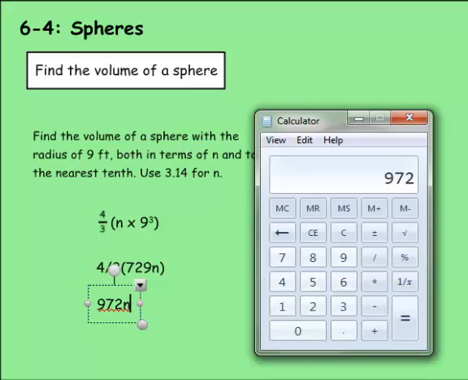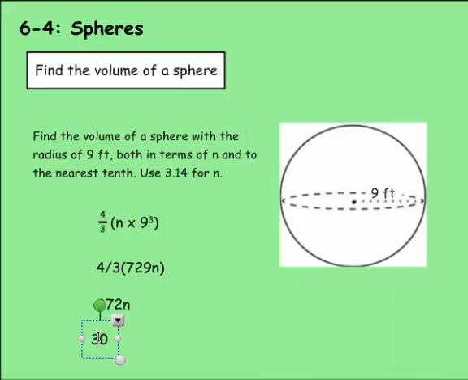Then if we actually solve that, we do times 3.14, that would be 3052.1 if we're rounding to the nearest tenth. So that would be feet cubed. And as would this one be as well. So if this is in terms of pi, 972 times pi feet cubed, or 3052.1 feet cubed without the pi. Both of these answers are needed.